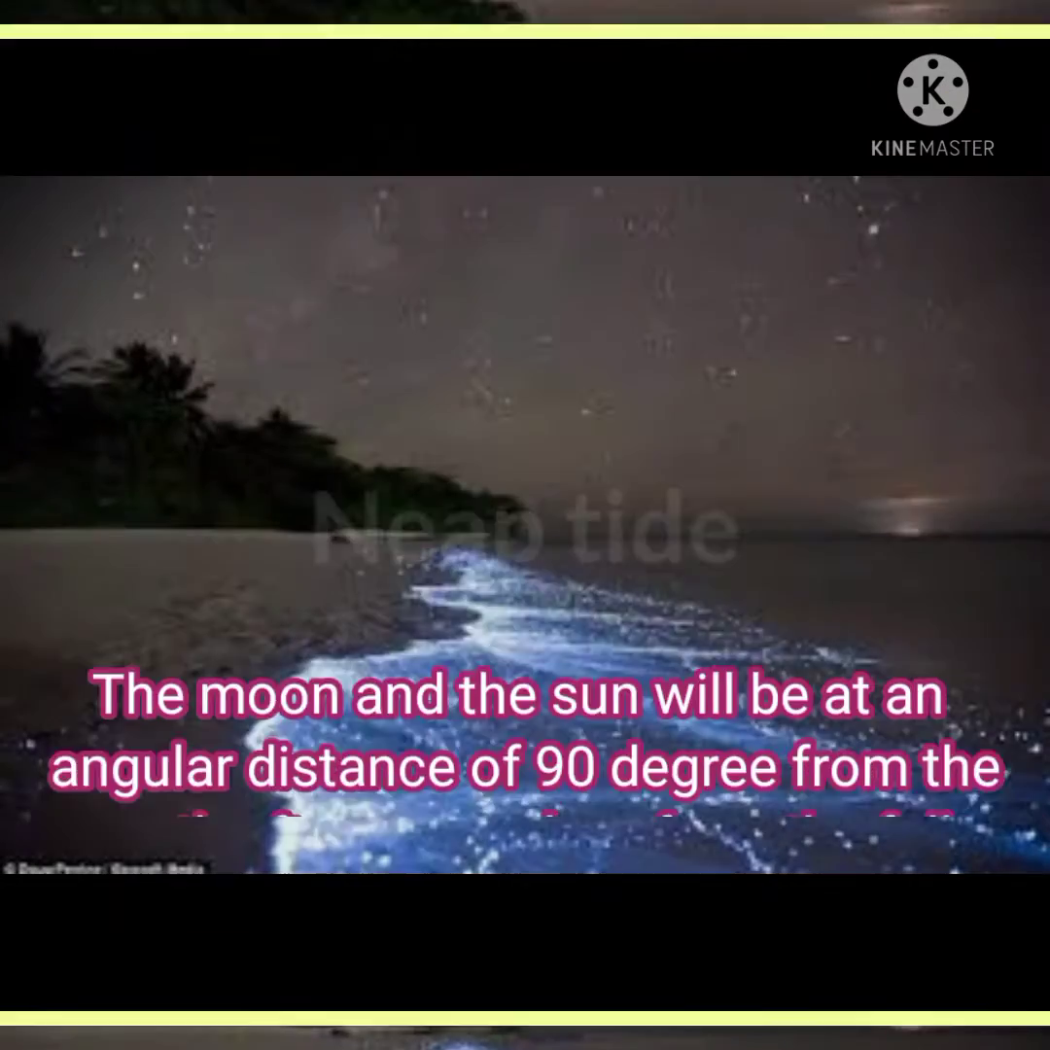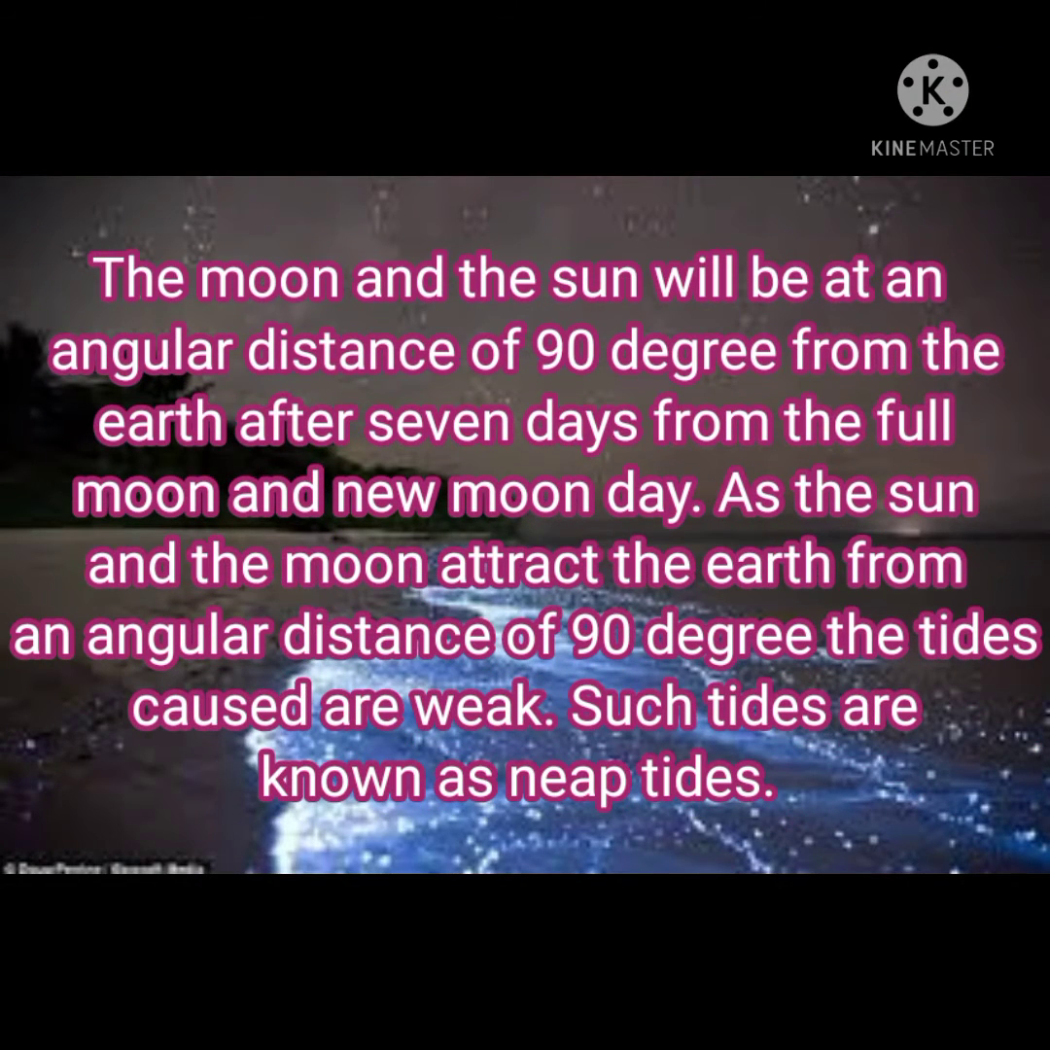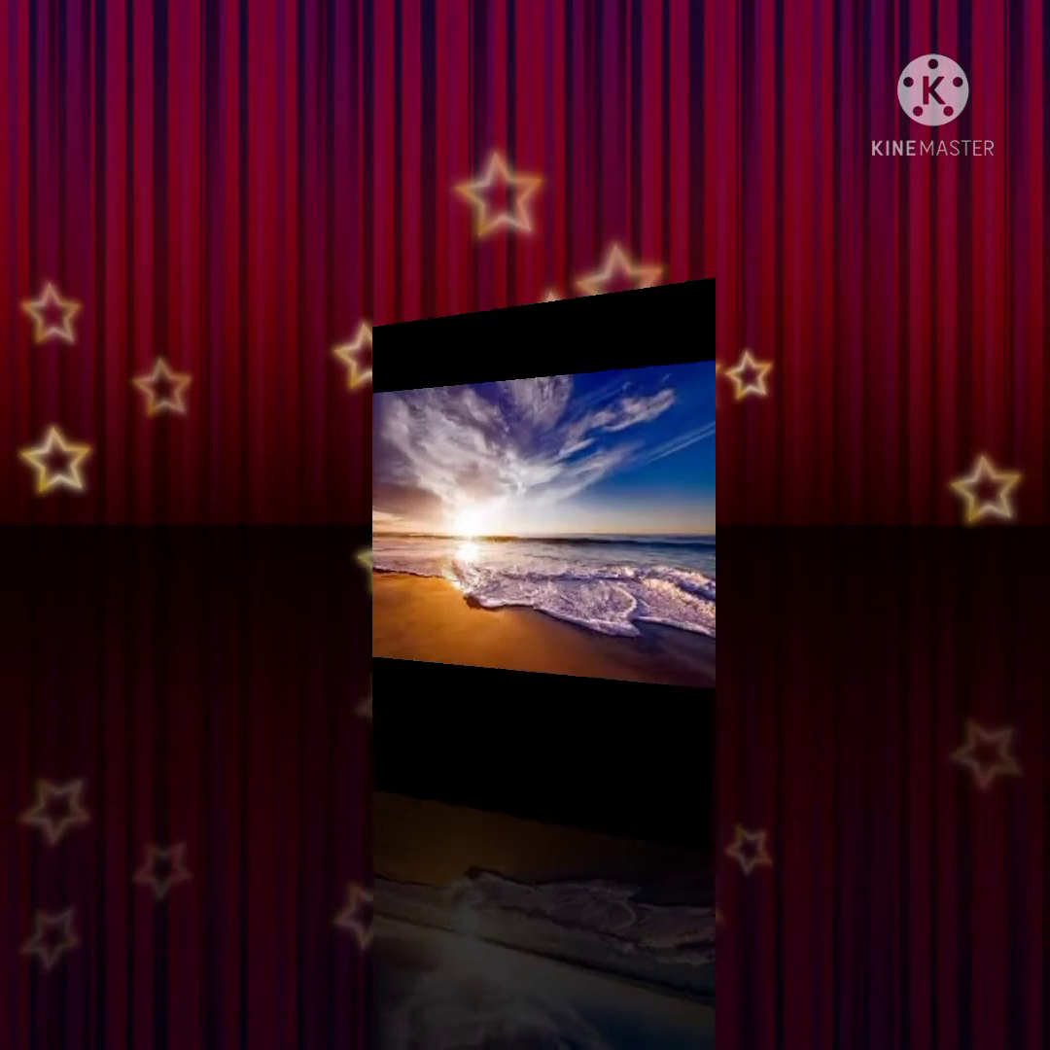Neap tide. The moon and the sun will be at an angular distance of 19 degrees from the earth after 7 days from the full moon and new moon day. As the sun and the moon attract the earth from an angular distance of 19 degrees, the tides caused are weak. Such tides are known as neap tides.